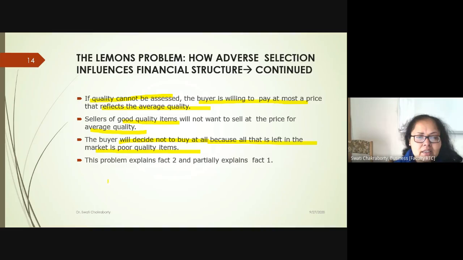So this problem explains fact 2. What is fact 2? We had spoken about those 8 facts. Fact 2 is that issuing marketable debt and equity securities is not the primary way in which businesses finance their operations. Right? It explains fact 2, but then it partially explains fact 1. Fact 1 is that stocks are not the most important source of external financing for businesses.